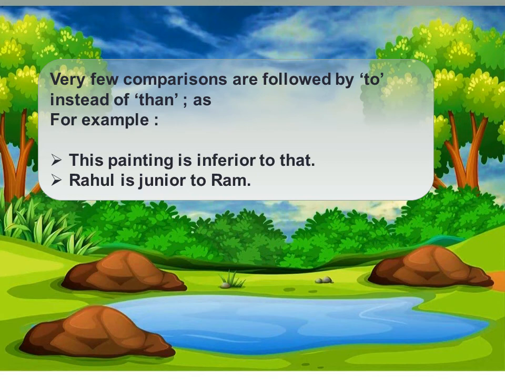Very few comparisons are followed by to instead of than, as for example, this painting is inferior to that, or Rahul is junior to Ram. So in this comparison, we are not using the word than, we are using to.